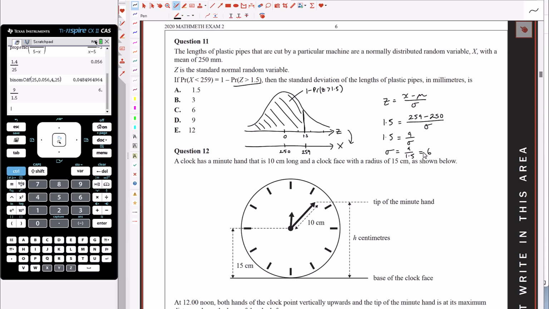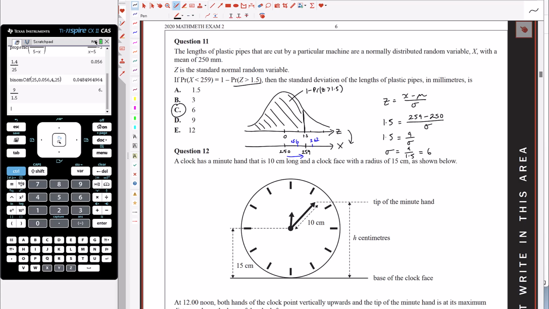But you can also think quite logically about that. What we know looking at this is that 9 is 1.5 standard deviations, so that means that 6 is going to be 1 standard deviation. So what we're saying here is that this will be, sorry, not 6, it'll be 256, so the mean plus 6. And this will obviously be 262. And so 259 is between that. So a diagram is useful when you're doing normal distribution. So the standard deviation is going to be 6 millimeters.